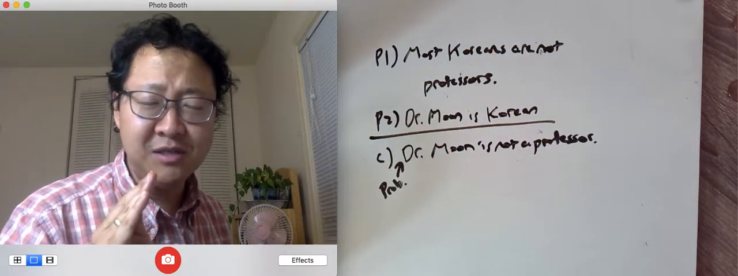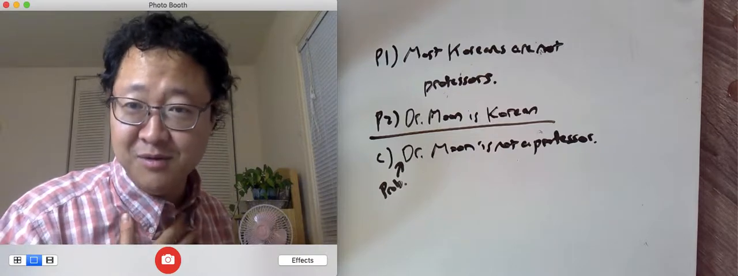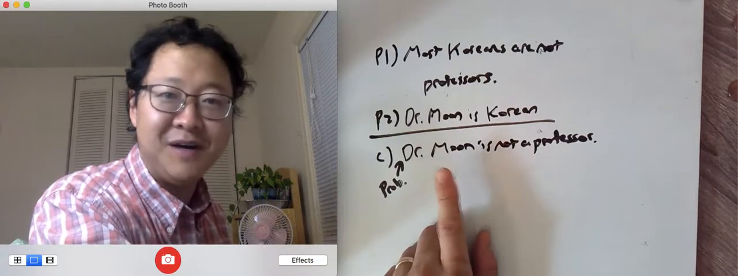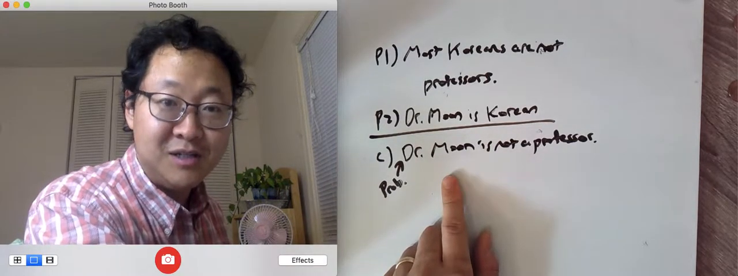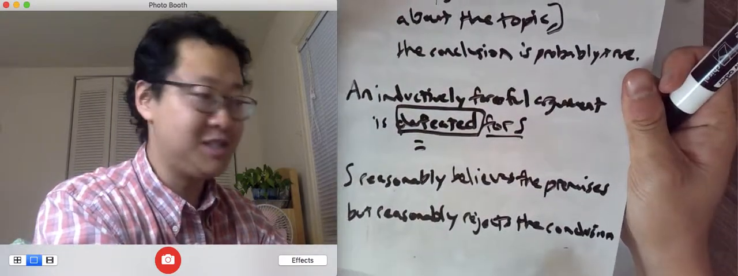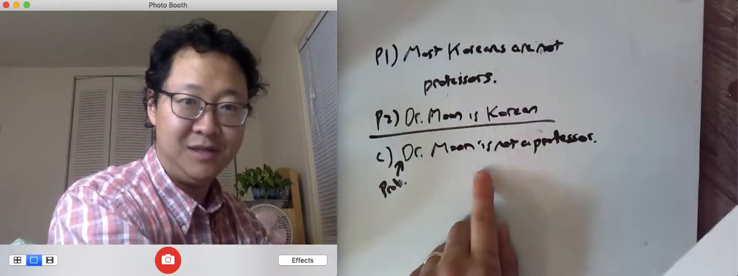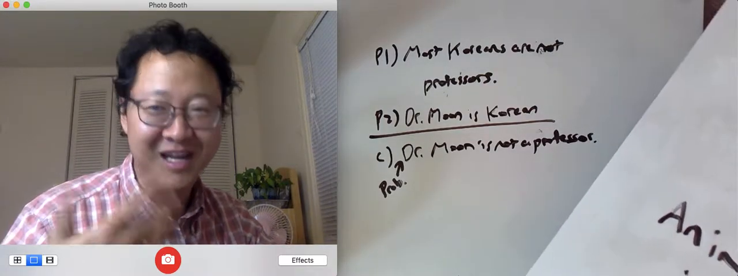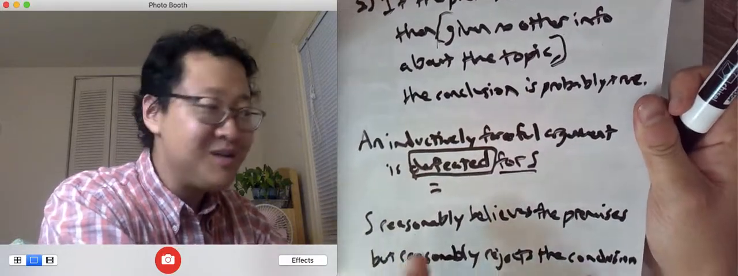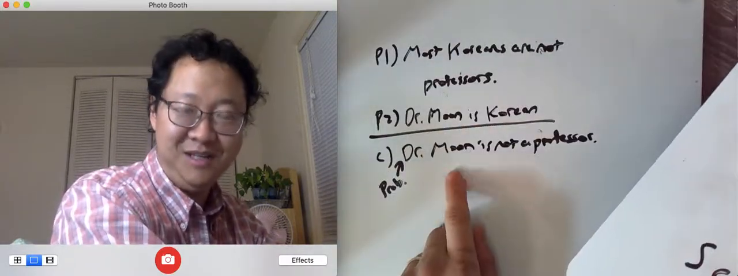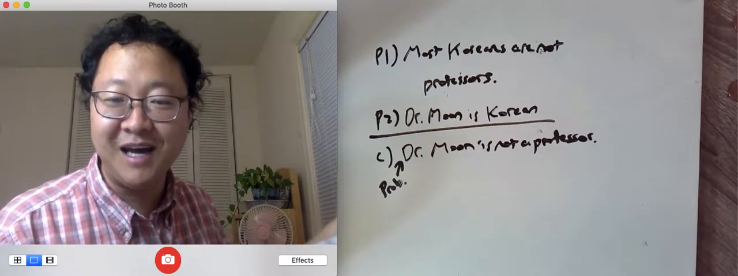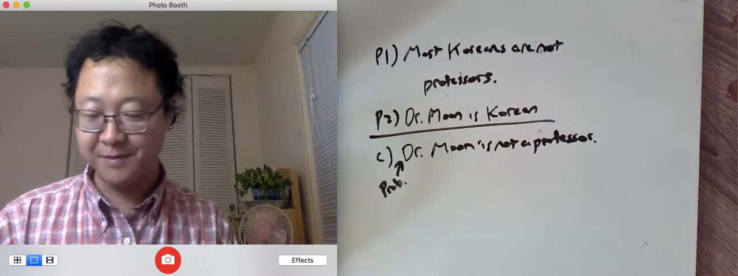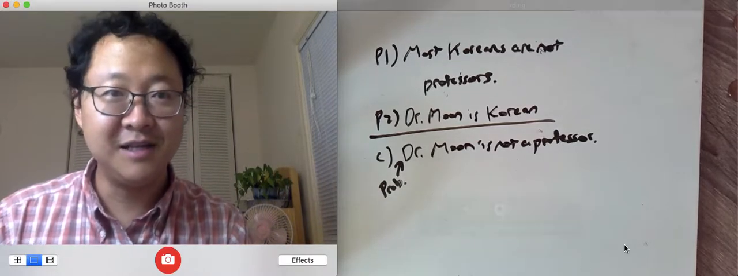So take a person who doesn't know anything about Dr. Moon, me. Okay. For them, they'll look at this and they'll go, okay, it does follow that probably Dr. Moon is not a professor. So for them, it would be reasonable to accept the conclusion of this inductively forceful argument. But that's not true for you because you have extra information that I'm your professor. So for you, this argument is defeated. Okay, so that's the idea of defeat and how it's relative to persons. Okay, so with that said, let's move on to the next video.